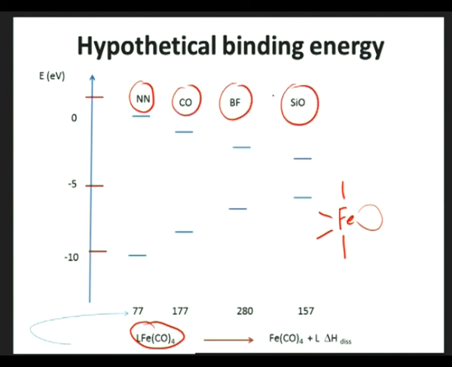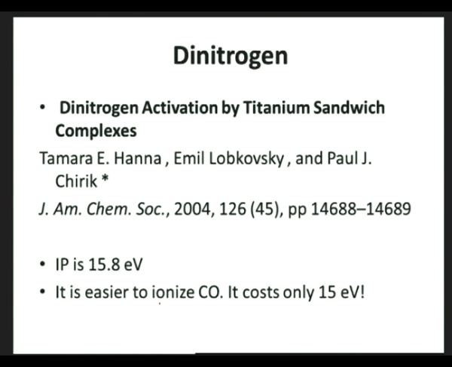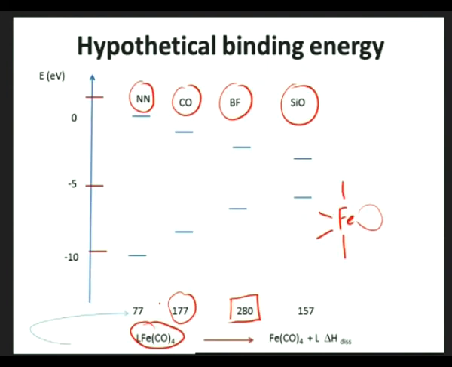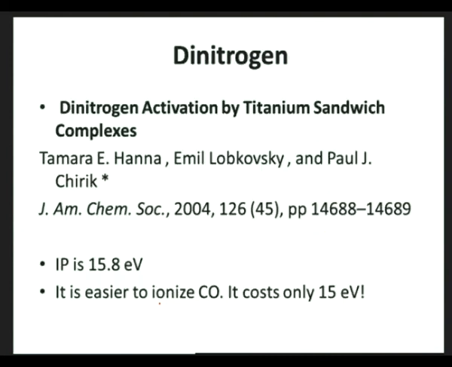And if you do that, you find that the bond energy between BF and this hypothetical fragment is a maximum of 280 kilocalories per mole, compared to 77 for dinitrogen and 177 for carbon monoxide. So, recently it has been possible to make some complexes with BF, and I will come to that in a moment, but I should also tell you that dinitrogen, as we have just seen, is also a ligand which can be used, and that chemistry has also progressed significantly.